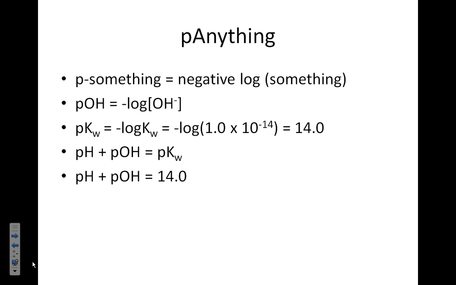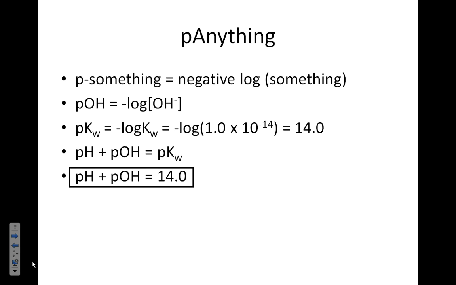Additionally, we have these relationships right here. Because H plus times OH minus is 1 times 10 to the negative 14th, aka Kw, that's a relationship that's in your reference table: H plus times OH minus equals 1 times 10 to the negative 14th.